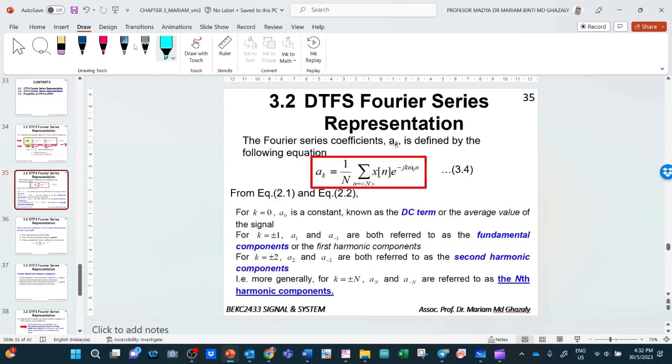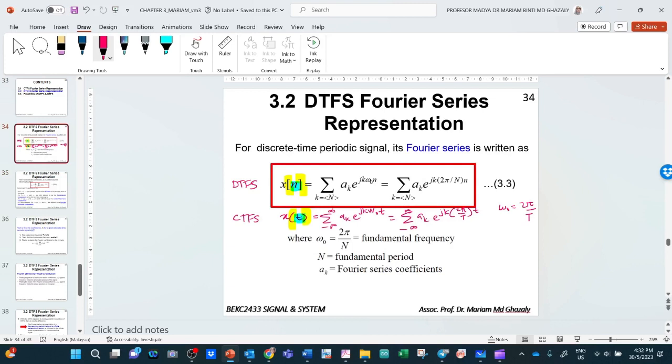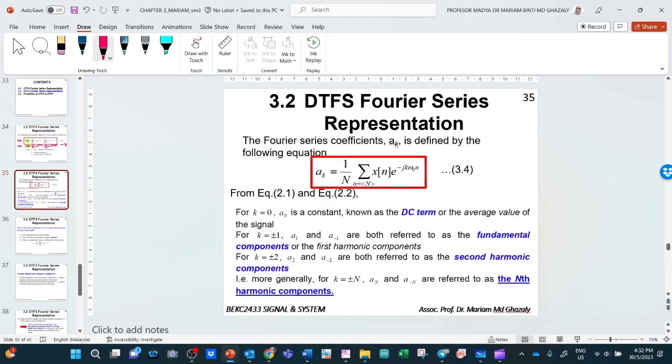And for the Fourier series coefficient, from this slide, this is the equation for x[n]. So how about the Fourier series coefficient? If you see for the discrete time Fourier series, the value for ak is equivalent to 1 over N, the summation of x[n] e^{-jk omega n}. So there is actually a difference, which is in this symbol.